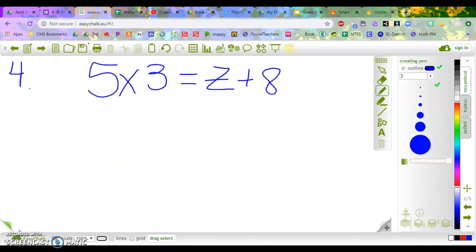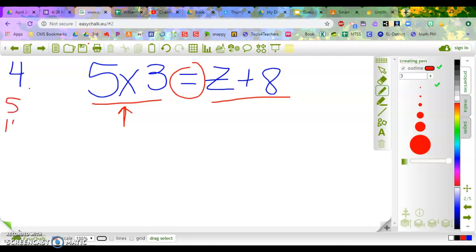So let's go ahead and look at our next equation. So here I need to balance my sides out. And so when I'm looking at that problem, I want to solve the side that has the numbers first. So this side right here has all of my numbers. I'm going to solve that side first. That side says 5 times 3. So 5, 10, 15. 5 times 3 is 15. So it has to equal z plus 8.